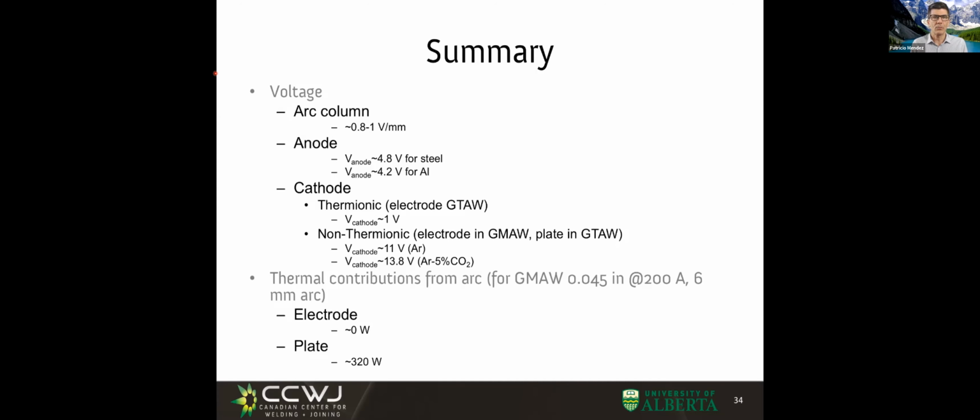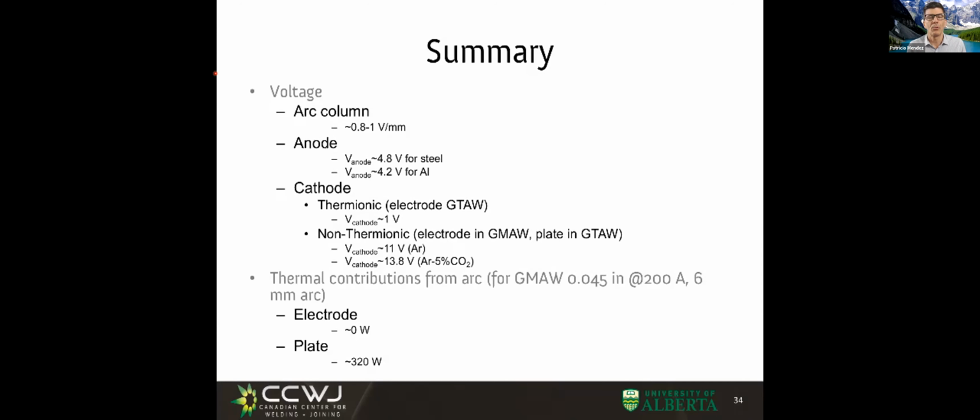And then we said the arc has three parts. It has the arc column, that is what we see, and then it has an anode fall and a cathode fall. The cathode is the negative part of the circuit, and the anode is the positive part of the circuit. In the case of TIG, the electrode is negative, therefore it's a cathode. In the case of MIG, the electrode is typically positive, therefore it is an anode, right? Funny names, but eventually this is part of the dictionary we are learning.